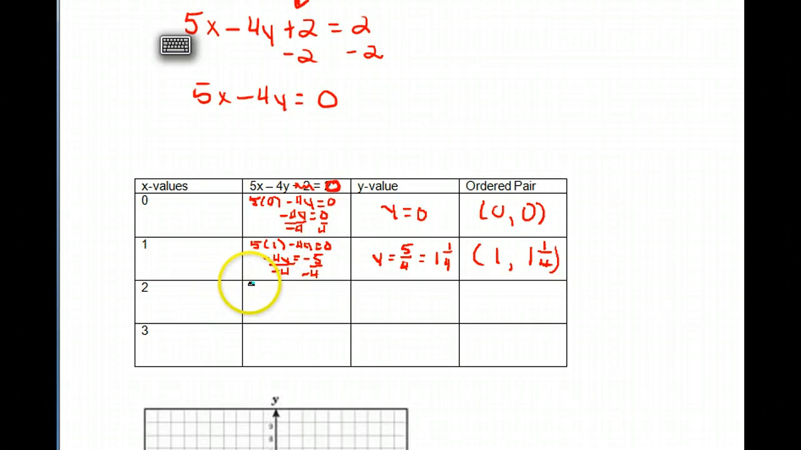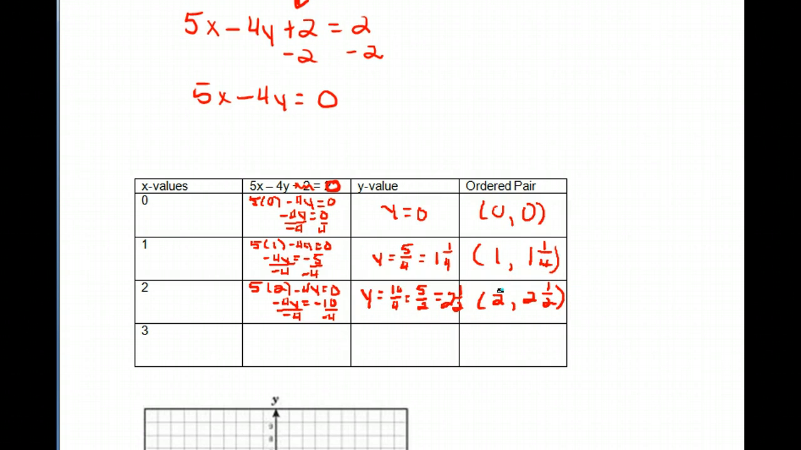Next, we are plugging in 2. So we have 5 times 2 minus 4y equals 0. That is like a 10. We're subtracting 10 from both sides. I'm skipping just a couple of steps to save some room in my box here. So I have negative 10. Divide both sides by negative 4. We have negative over a negative makes a positive. 10 over 4 will reduce by 2 to become 5/2, which is 2 and a half. So the ordered pair is 2, 2 and a half.